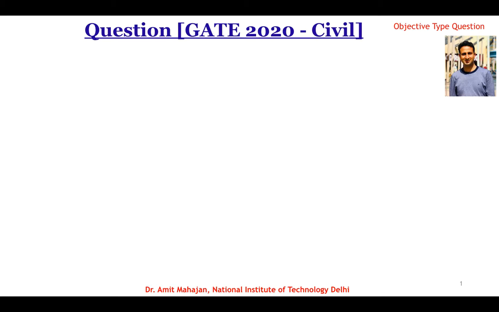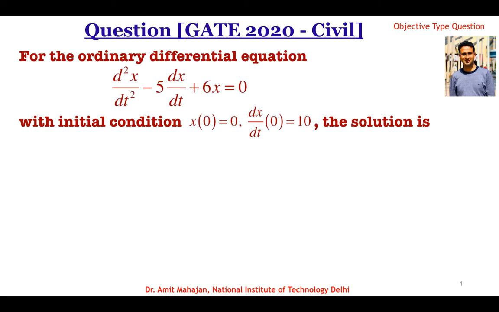Everyone, today I'm going to ask a question which came in GATE 2020 in the civil paper. The question is about ordinary differential equations, and it says that for the ordinary differential equation d²x/dt² − 5 dx/dt + 6x = 0 with initial conditions x(0) = 0 and dx/dt(0) = 10, the solution is... okay, so I'm giving you the four options.